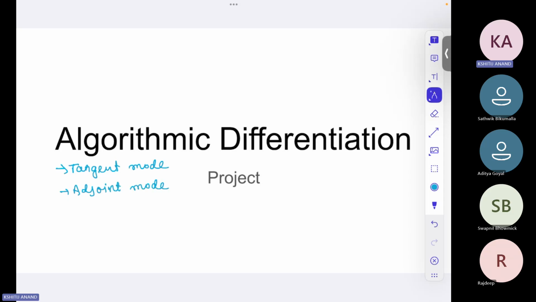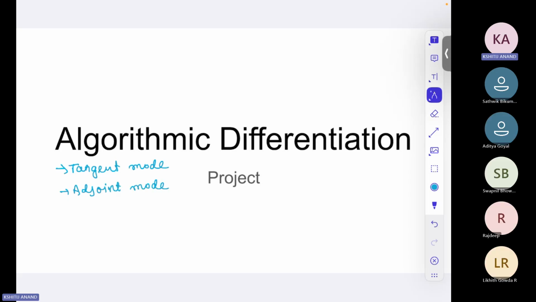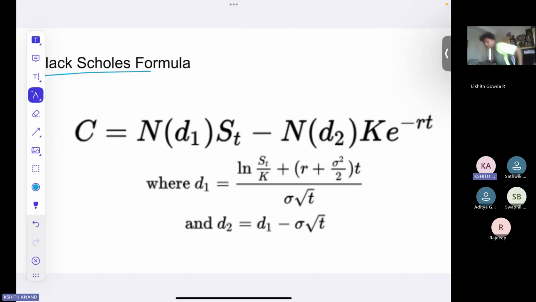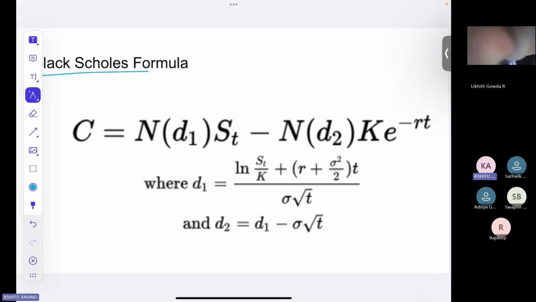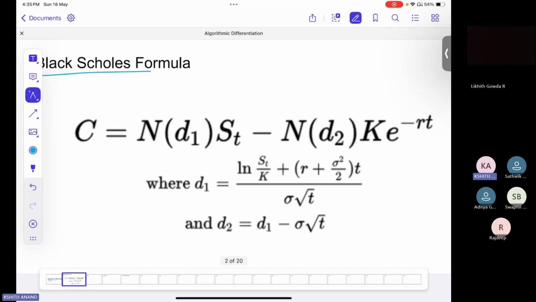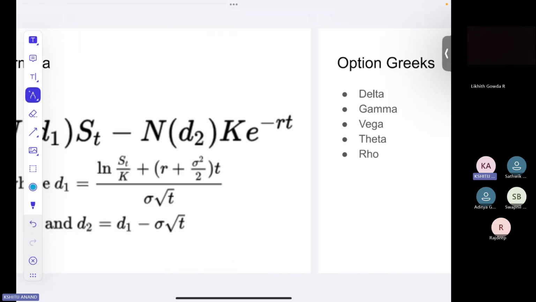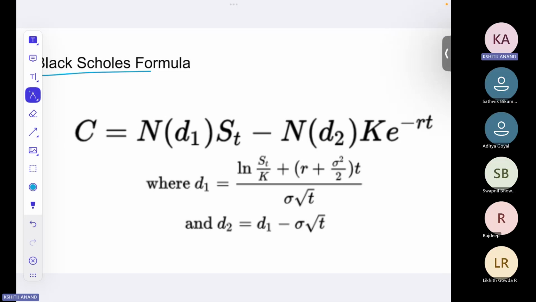In this lecture, we will be seeing a practical implementation of it in quantitative finance, right? So as we know, the Black-Scholes formula, right? This one is the Black-Scholes formula. So this is C equal to N(d1) S_t. If it is evaluating at time t, then it would be N(d1) times S_t minus N(d2) times K e to the power minus rT, where d1 is this and d2 is this, right? So this is your Black-Scholes formula, the price of a call option according to the Black-Scholes formula.